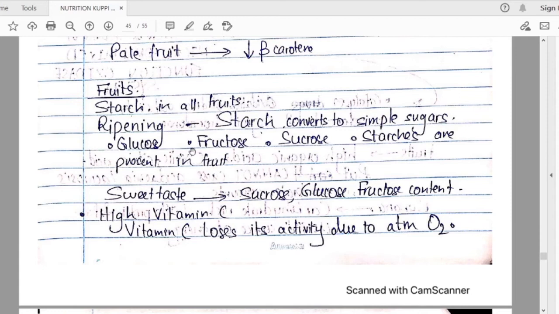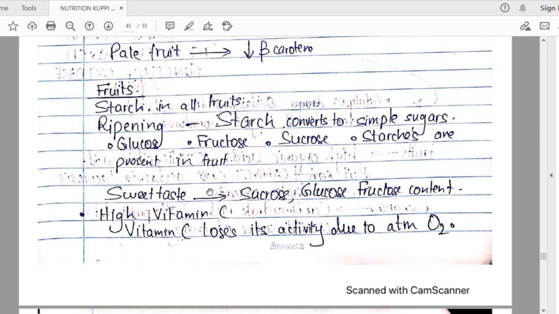It's called the ripening process. Again, when a fruit ripens, its starch content is converted into simple sugars by the enzymes inside it. Then the fruits give a sweet taste. For example, the sweet taste comes from simple sugars such as sucrose, glucose and fructose.